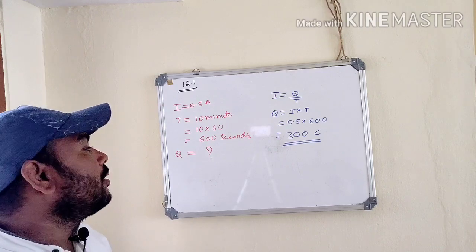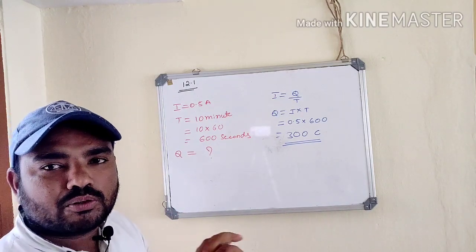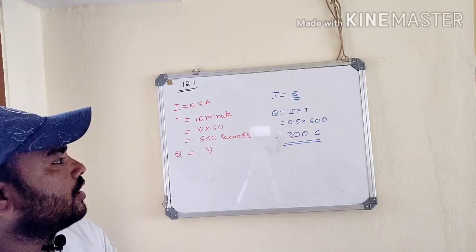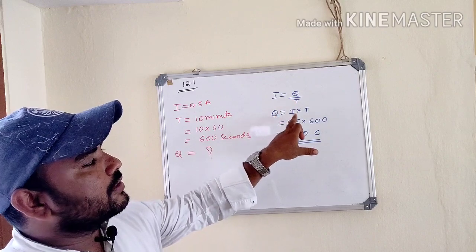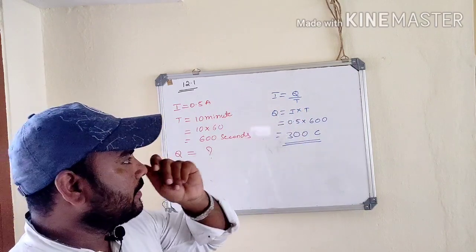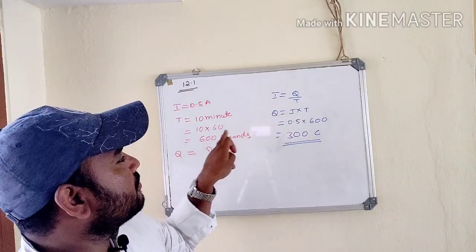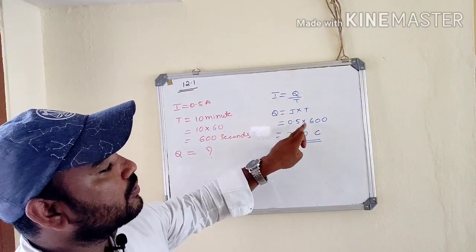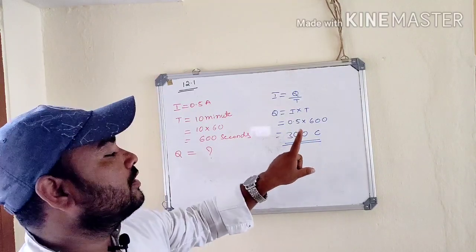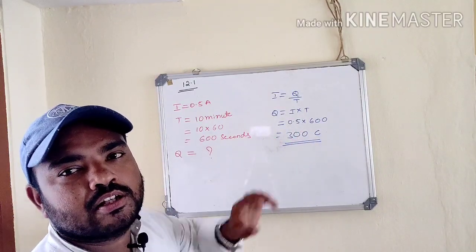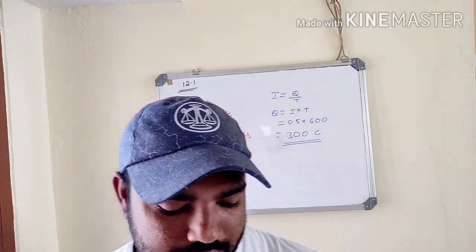Then he is asking what amount of charge has flowed through the conductor. We know that a charge goes through the conductor. So to calculate that, Q is equal to I times T. I substituted the value 0.5 ampere and the time, 600 seconds. If you multiply, you get 3000, but after one decimal I need to put a point, so 300 coulomb of charge will flow through the conductor in a time interval of 10 minutes, children.